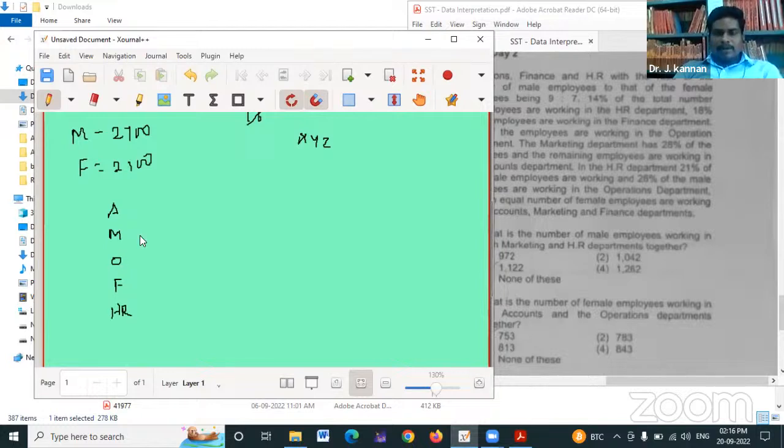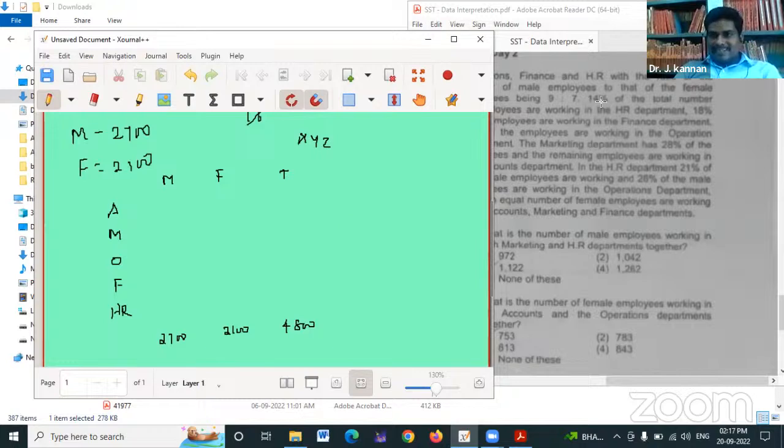So there are five departments. Male employees, female employees, and the total. First we find all the information. We have a total number of male employees of 2,700, and a total number of female employees of 2,100. So overall, 4,800 total employees. The departments are accounts, marketing, operation, finance, and HR.